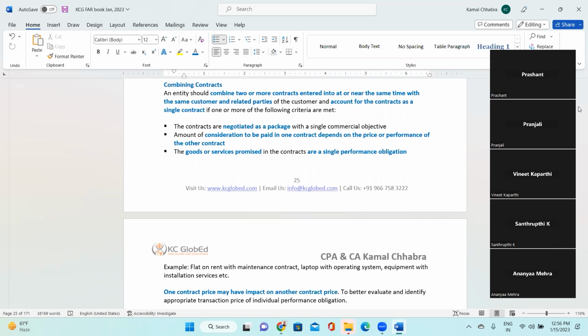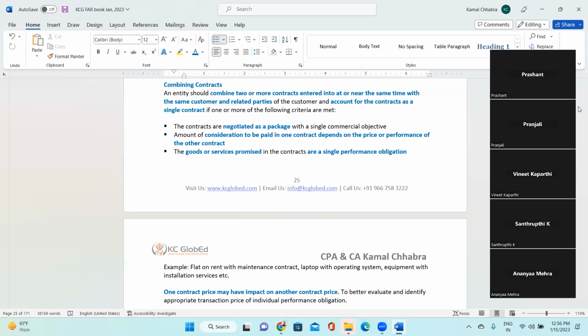So don't mix the contract with the performance obligation. Here we are discussing combination of contracts, not the performance obligation. That we will discuss in step 2 when you can combine performance obligations. That is part of step 2. But in step 1, we are still at the contract phase. Step 1 is identification of contract.